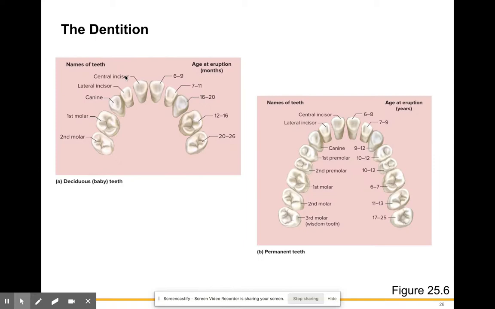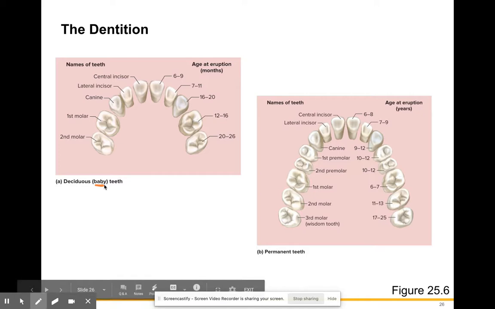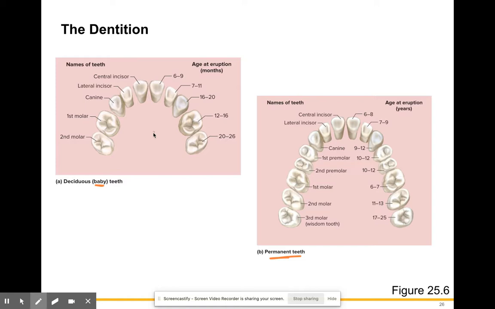On the left-hand side of this, we have baby teeth. On the right-hand side, we have adult permanent teeth. And we can see that the numbers are different between the two. In the baby teeth, we have 1, 2, 3, 4, 5, 6, 7, 8, 9, 10, as opposed to 16 on the adult side. So we have 10 and 16. Let's just look at the adult one first.